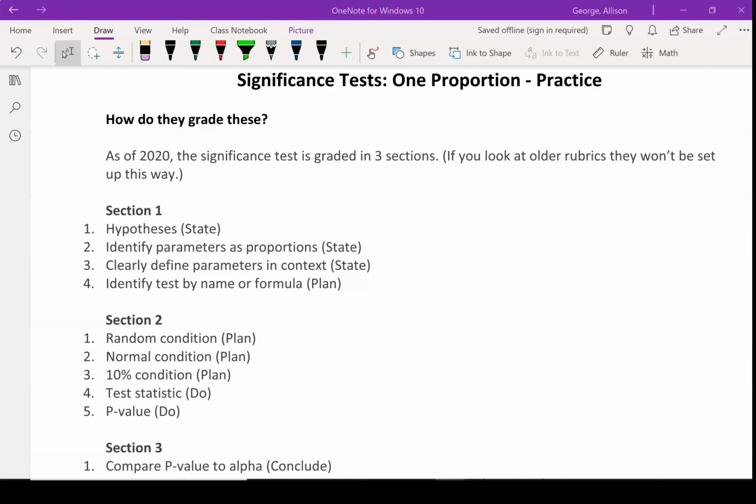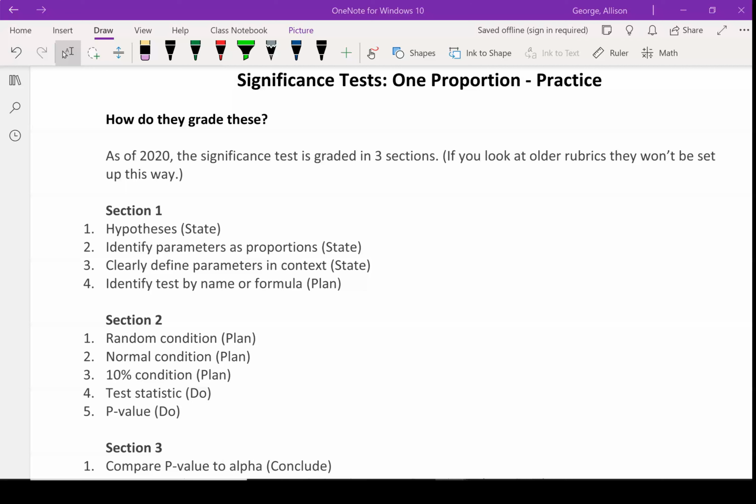The first thing they look at, and for these 3 sections, what I mean is they're going to be doing E, P's, or I's for each of these 3 sections. So section 1, they're looking to make sure you state the hypotheses correctly, you identify your parameter, and you define it in context. And then that you identify your test by a name or you give the formula. I encourage you to write both in class because my hope is on the day, then you'll at least remember to do one of the 2. But they are only looking for one. So that's section 1, the state section and part of the plan.